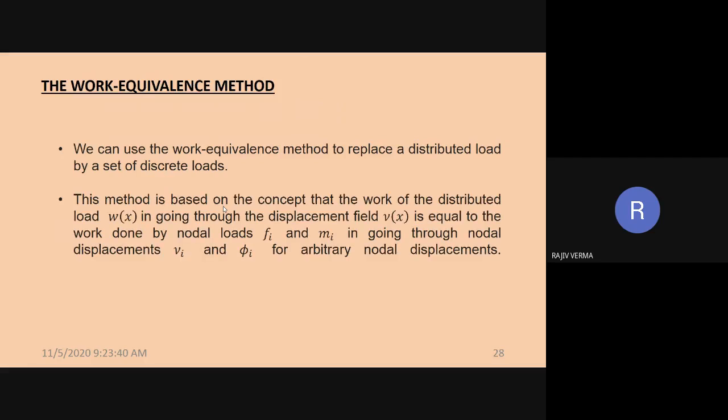This method is based on the concept that the work of the distributed load in going through a displacement field represented by v(x) is equal to the work done by the nodal forces and moments in going through nodal displacements for arbitrary nodal displacements. So the basic concept is that the amount of work done by the distributed load and the amount of work done by the nodal loads, both these works are equal for arbitrary displacements. So this is the theory behind it.